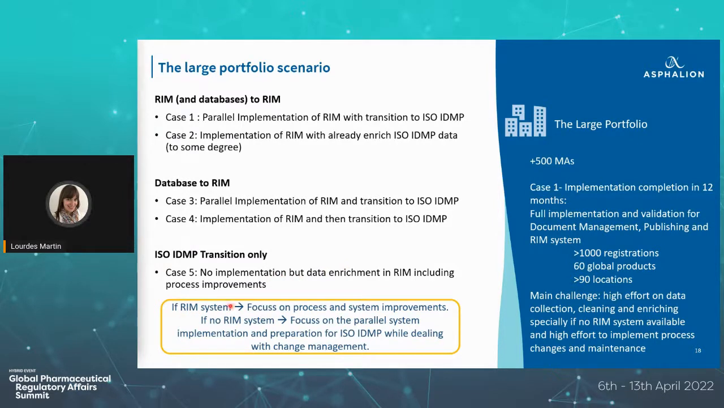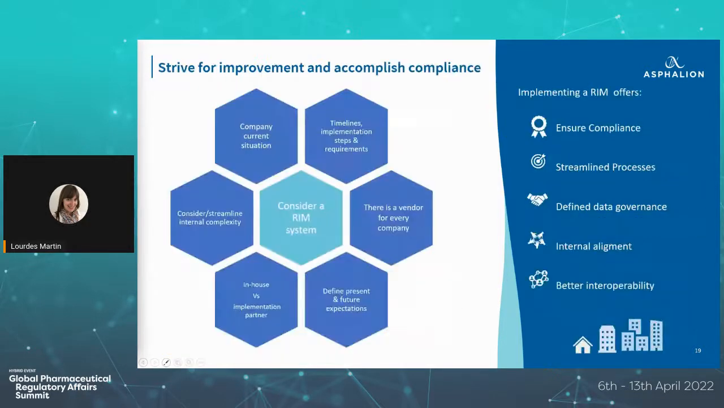If there is a RIM system, then the focus tends to be on the process and the system improvements in order to be compliant and maintain the data. And if no RIM system, then the focus tends to be on the parallel implementation and the preparation for ISO IDMP, while at the same time dealing with change management, which tends to be very complex. So, as a summary, to strive for improvement and accomplish compliance, you should consider a RIM system.